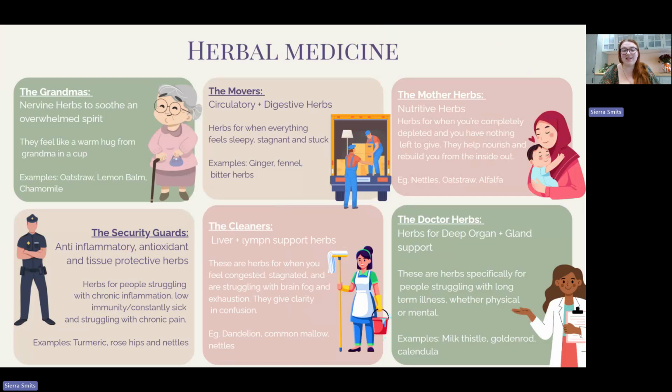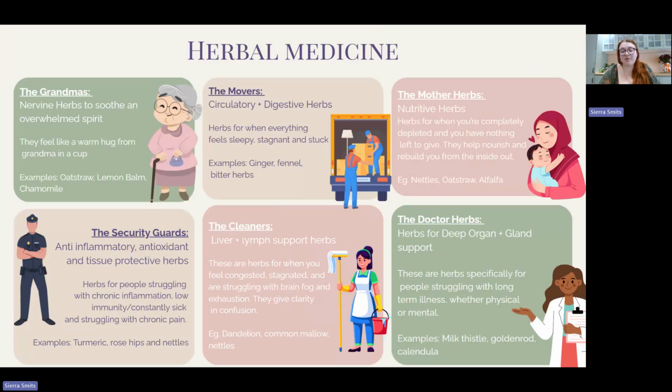Then you have the cleaners. So you walk into your office, wherever you work, your house, whatever, and everything looks like a pigsty. Okay, you don't know what's going on. Imagine what relief you would feel if you had a whole team of people coming in to help you clean it out. That's what these herbs do. They are for when you feel congested, stagnated, and are struggling with brain fog and exhaustion. They give you clarity in confusion. Clarity in confusion, not clarity and confusion, just to be clear. Examples of this would be dandelion, common mallow, and nettles.